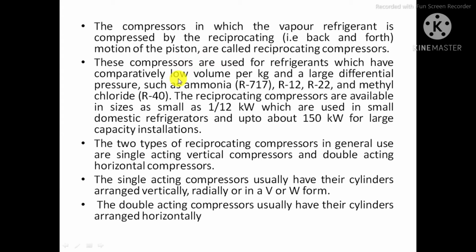These compressors are used for refrigerants which have comparatively low volume. So where the refrigerant volume is less and the differential pressure is high, that is, the pressure ratio is high, reciprocating compressors are generally used. Ammonia, R12, R22 and methyl chloride are the refrigerants where we use reciprocating compressors.